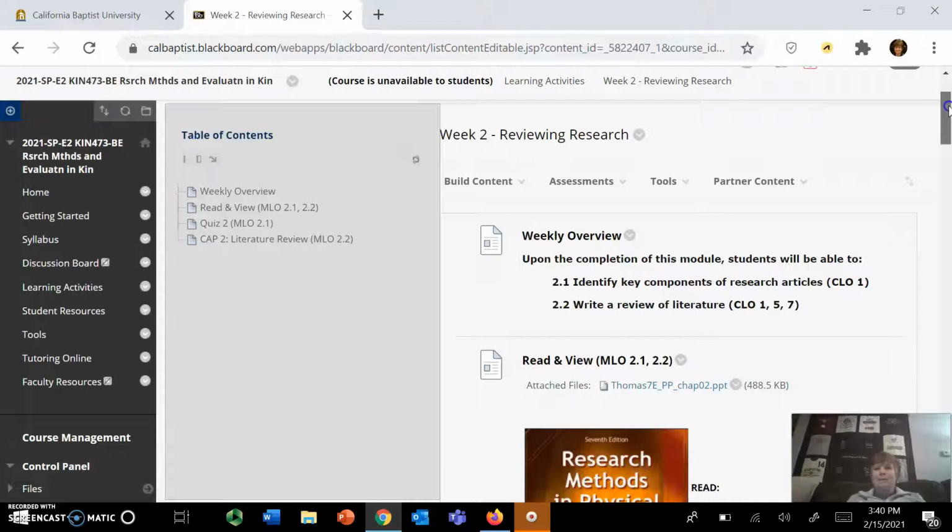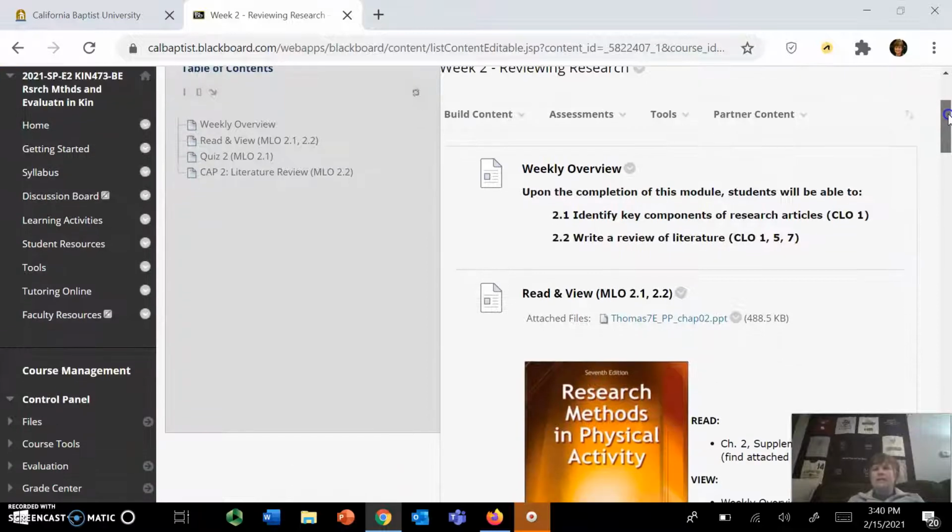Now as we head into week 2, let me just share some information with you as an overview. This week, we're going to look at reviewing the literature. And at the end of this week, the goal is for you to be able to identify the key components of research articles, and then it's time for you to actually write your review of literature for your final cap.